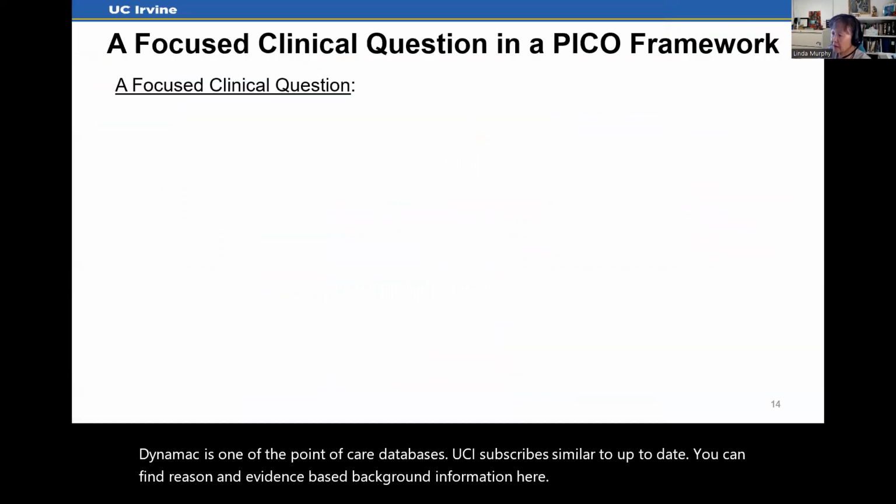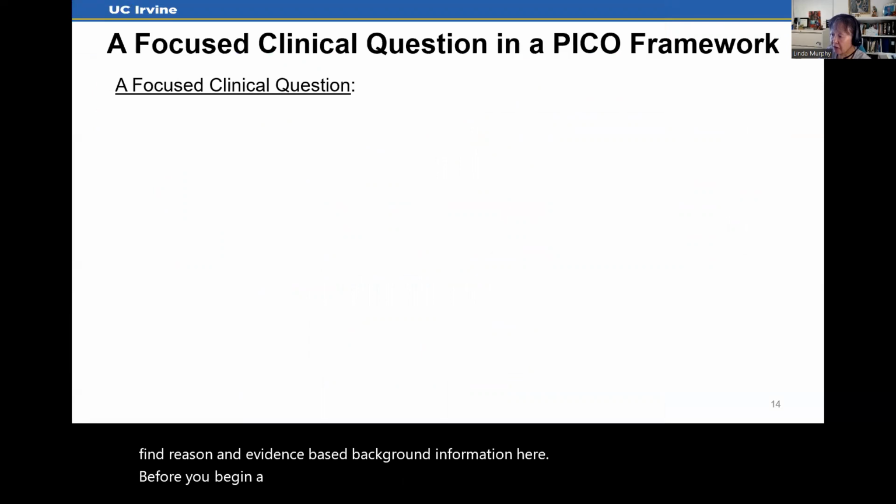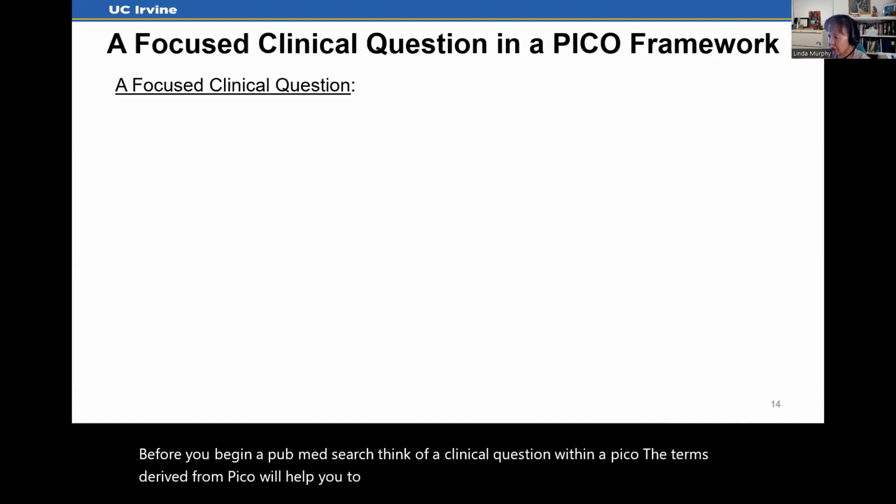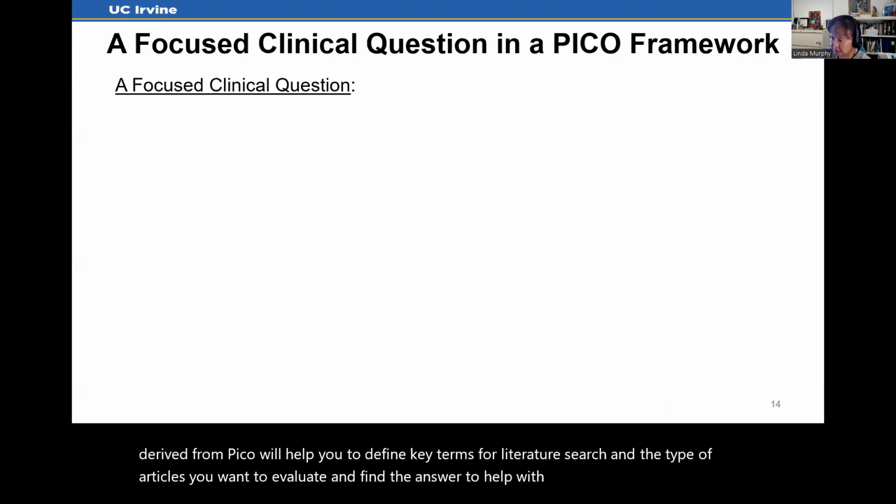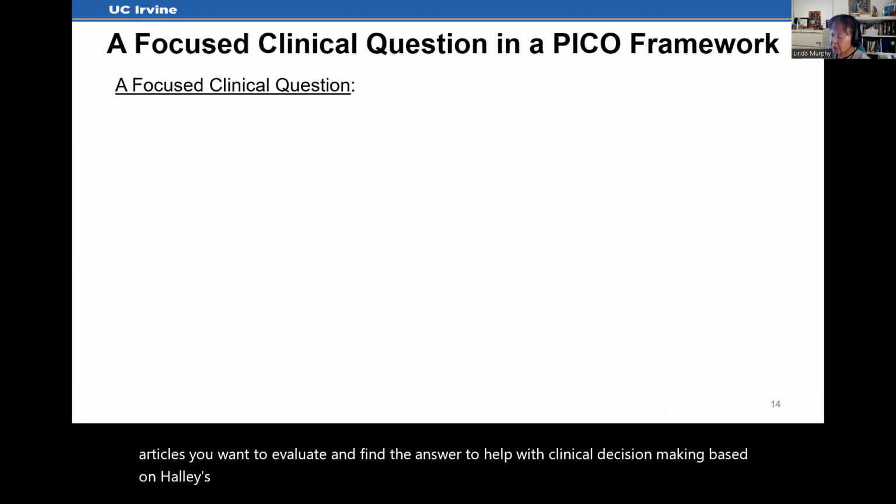Before you begin a PubMed search, think of a clinical question within a PICO framework. The terms derived from PICO will help you to define key terms for the literature search and the type of articles you want to evaluate and find the answer to help with clinical decision making. Based on Hailey's mini stroke episode, we developed a focused clinical question that can be addressed in two different ways.